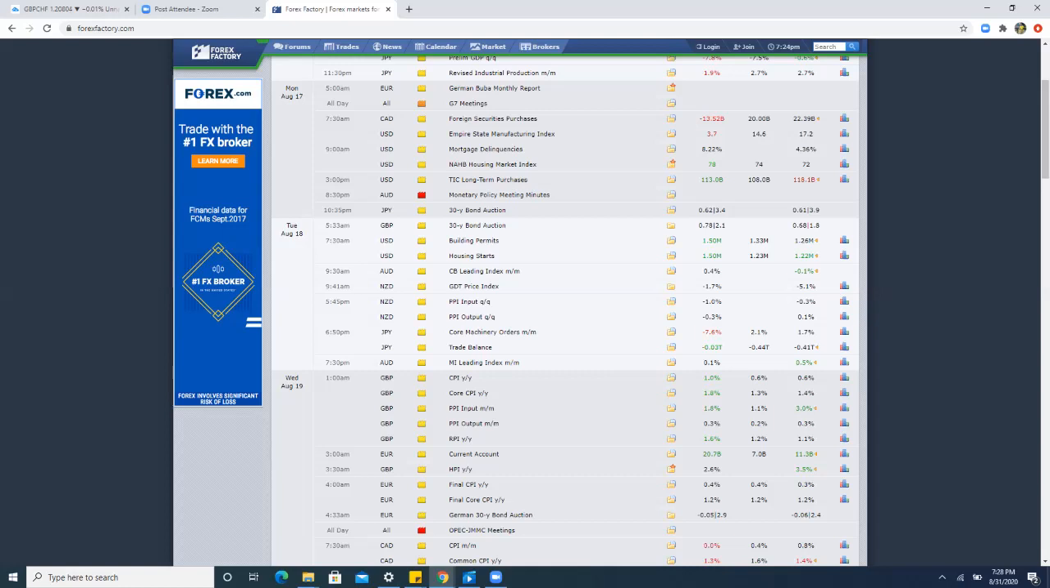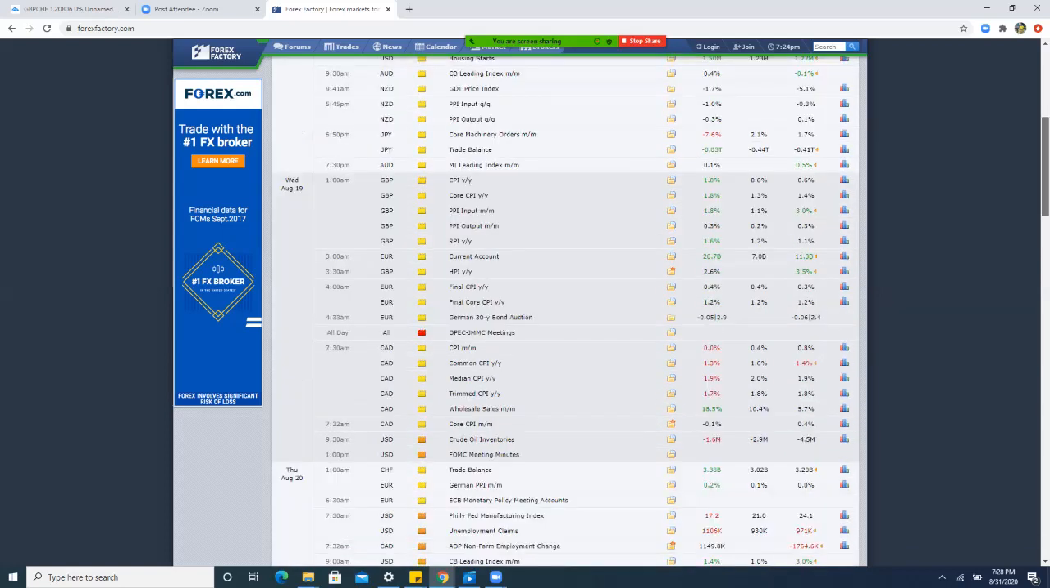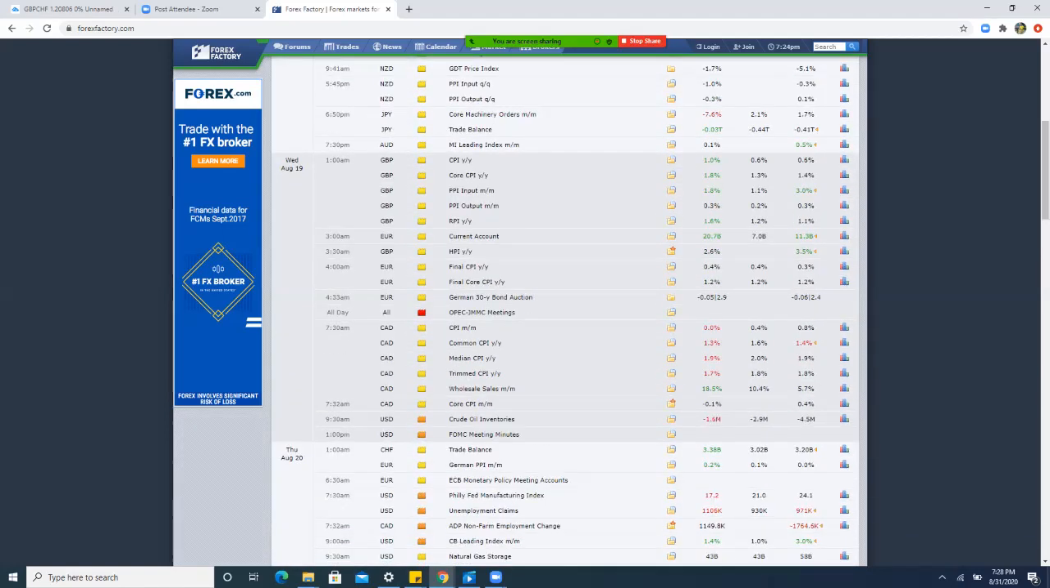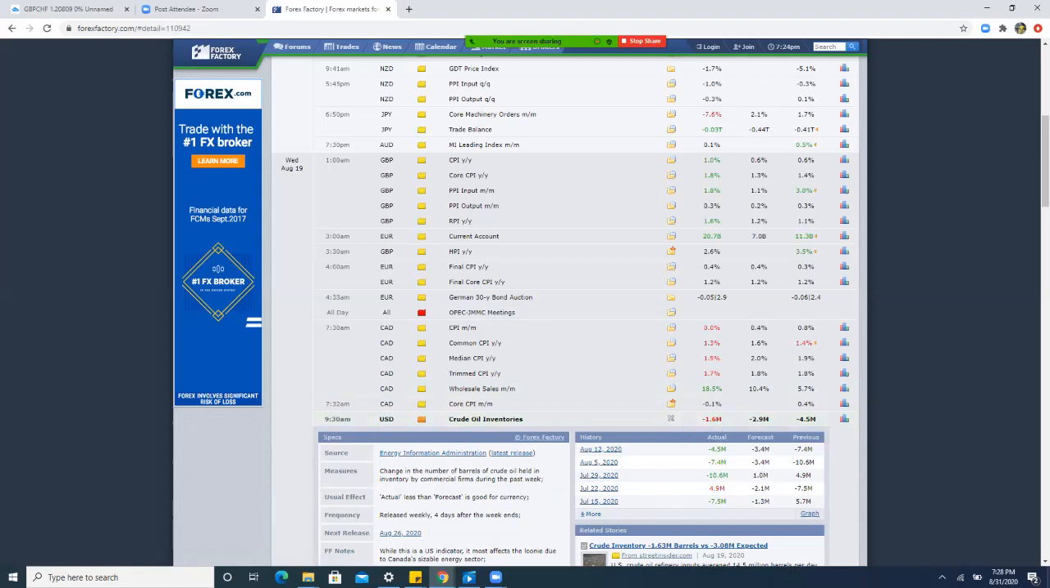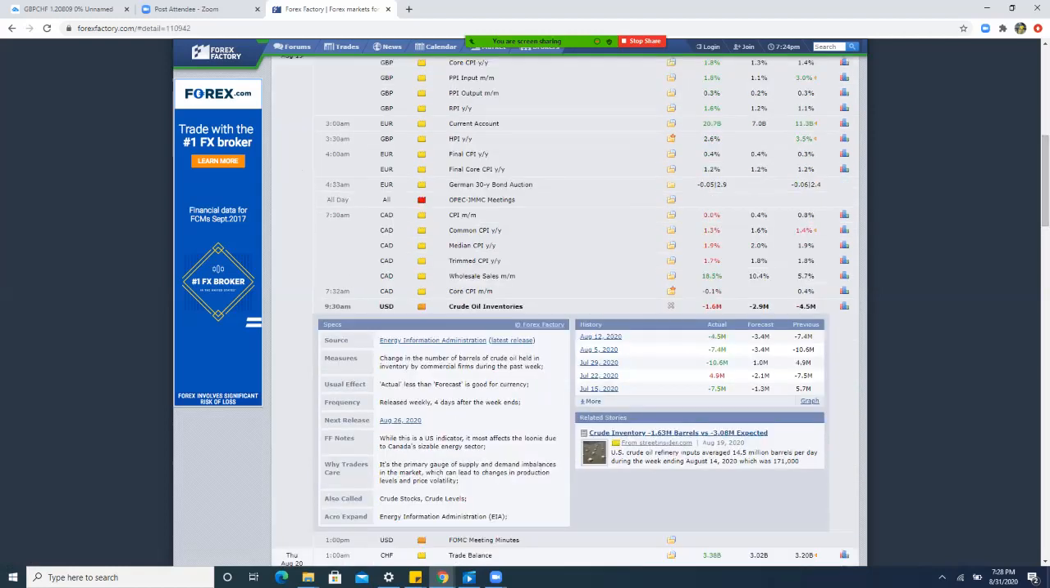And we're going to look at some examples of what happened in the markets. So what we're going to do is start off with this US dollar crude oil inventories event that happened on August 19th, 2020. If we look at this, you can even open up here and it'll give you little articles, and you can make it a little bit bigger and read the entire related stories. It'll also give you some expectations for this particular news event and where it's coming from.